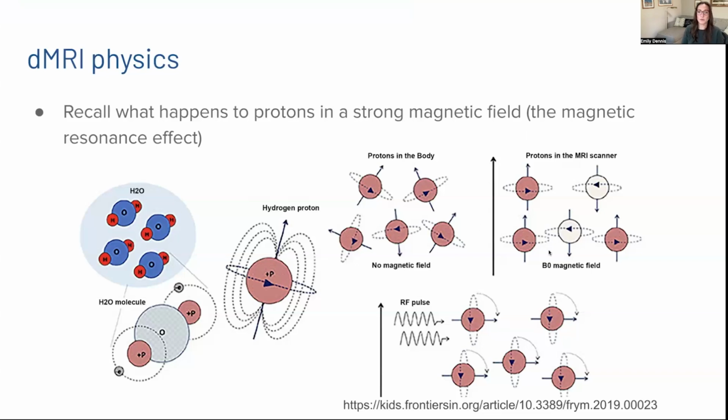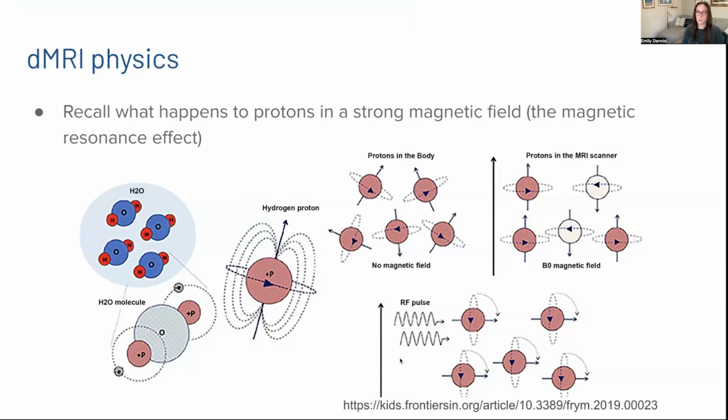But when these protons, i.e. the body, are put into an MRI scanner, these protons align to the main magnetic field. So instead of spinning in all different directions, they are now all spinning around one axis, either one direction or the other. So what we do in MRI imaging is we can apply a radio frequency pulse, and this makes the protons flip in their orientation, and now they're spinning along a different orientation.